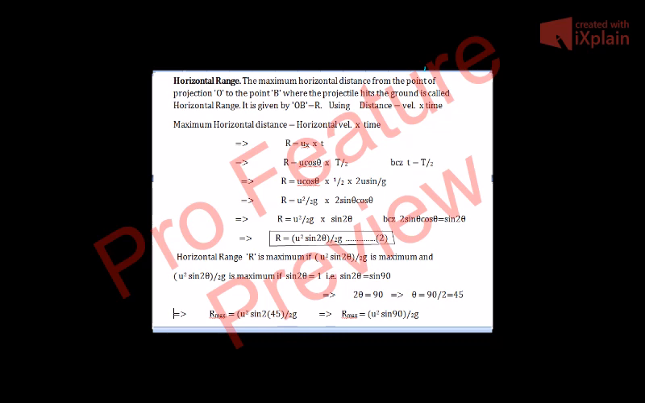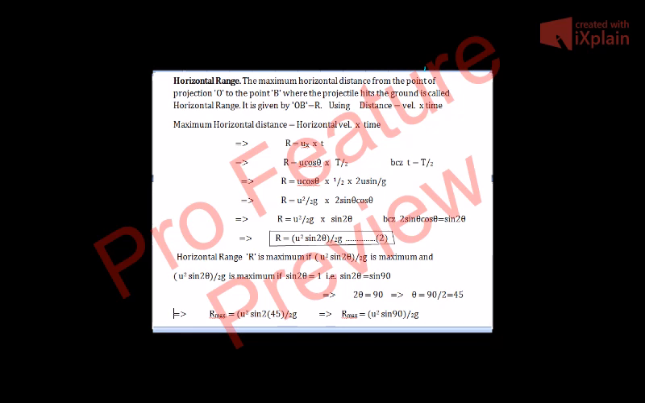You must remember this thing: the value of sine theta varies from -1 to +1. The minimum value of sine theta is always -1 and the maximum value is +1. It cannot have a value greater than 1 or less than -1. So the maximum value of sine 2 theta, or sine 3 theta, or sine theta, is always 1. So sine 2 theta will be equal to sine 90, because sine 90 is always 1. So sine and sine will cancel. This implies 2 theta will be equal to 90, or theta will be equal to 90 by 2, which implies theta will be equal to 45.